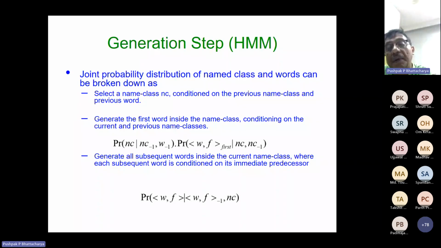The generation step makes use of the probabilistic formulation, P(NC). Given NC minus 1, that means NC of the previous tokens. W minus 1 means the previous word. And the probability of word and feature combination given the named entity class and the named entity class of the previous tag. So this is a probabilistic formulation which is obtained by making use of Bayes' theorem and then Markov independence assumptions.